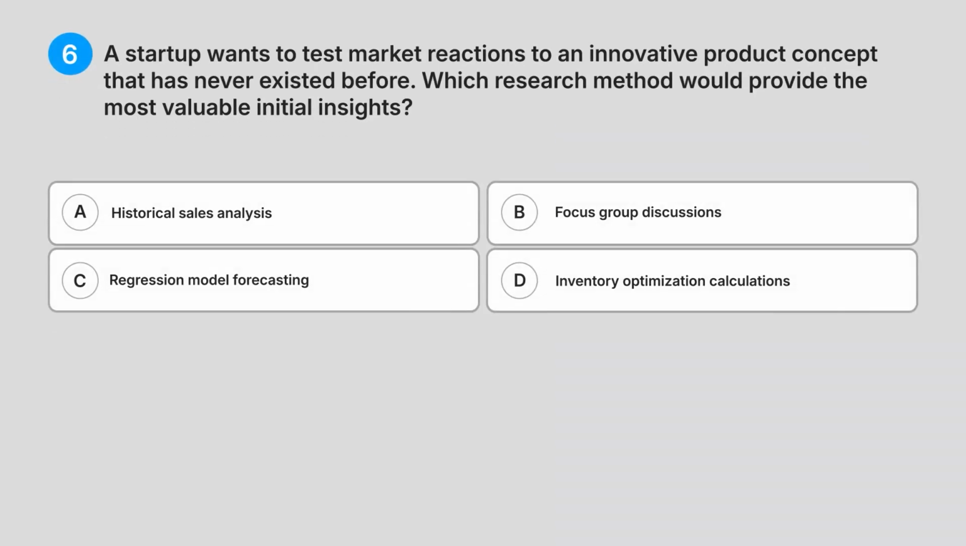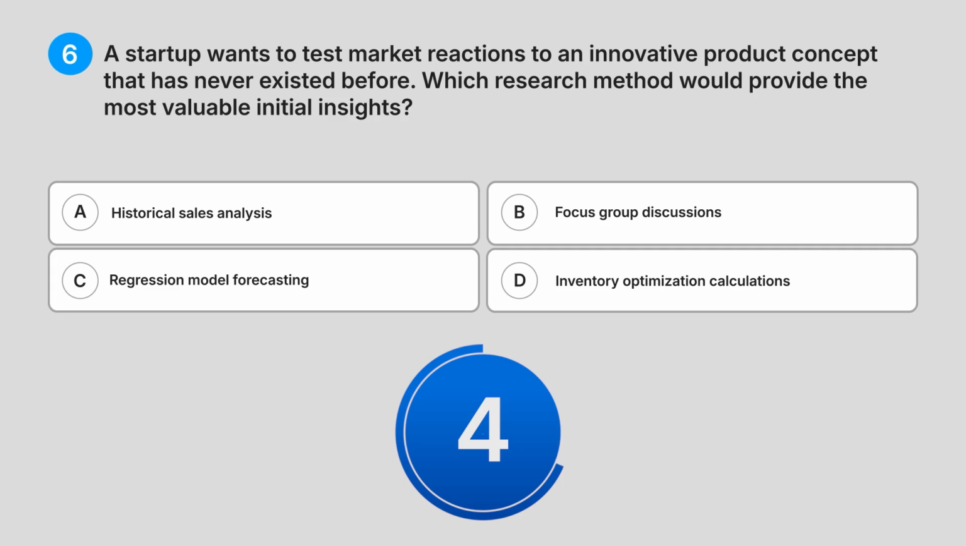6. A startup wants to test market reactions to an innovative product concept that has never existed before. Which research method would provide the most valuable initial insights? A. Historical sales analysis. B. Focus group discussions. C. Regression model forecasting. D. Inventory optimization calculations. Do you know the answer?